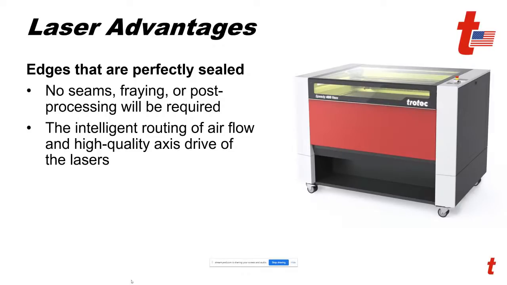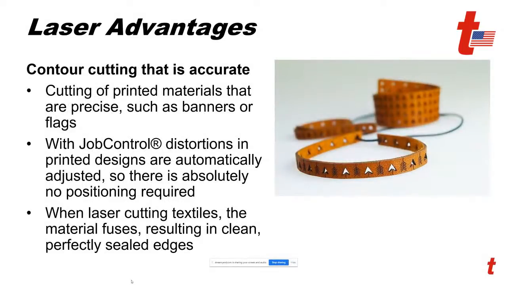The intelligent routing of the airflow and high quality axis drives also give you consistent precision and accuracy, so that you can cut consistent results over and over again, with repeatability, without ever needing to replace, sharpen, or have a failure rate when processing these materials. Contour cutting is very accurate. The cutting of printed materials is precise, such as banners and flags, so that you can get that nice outline contouring effect with it.